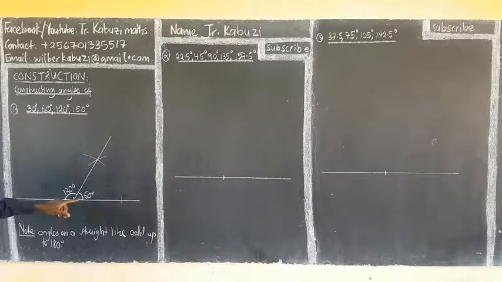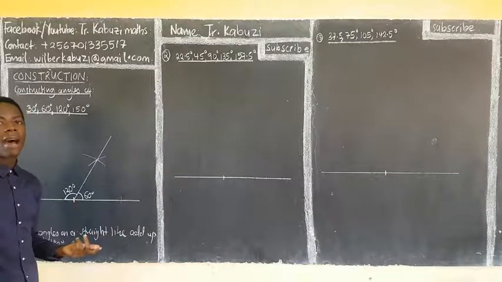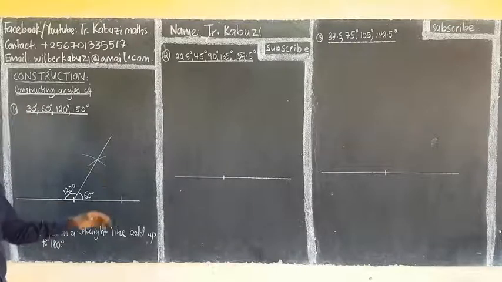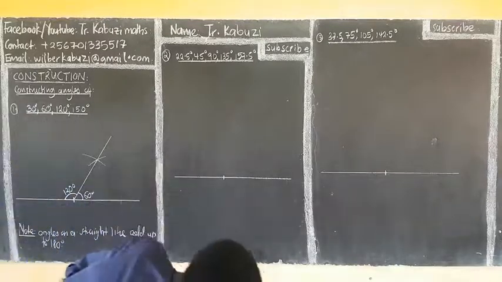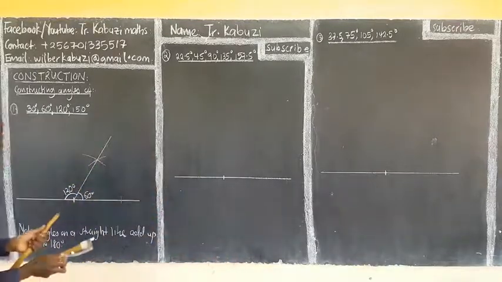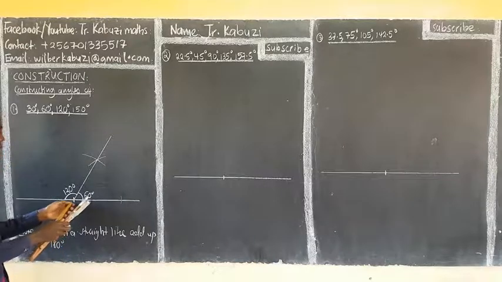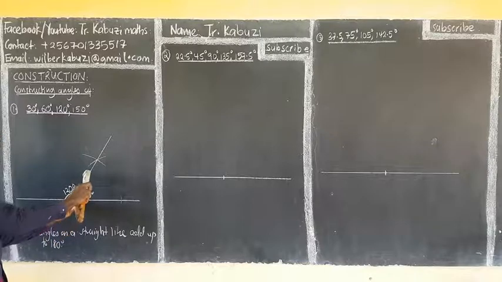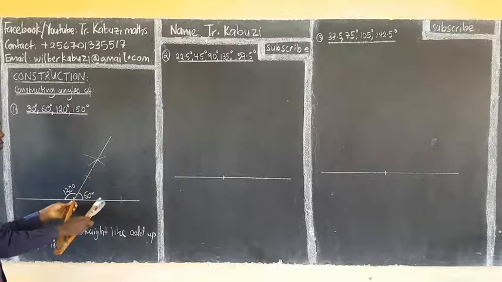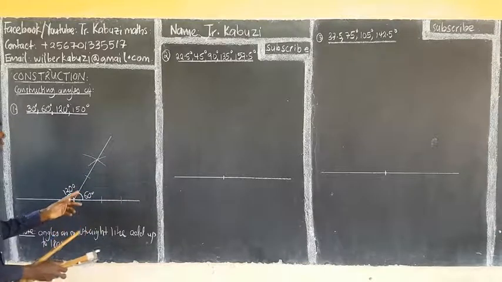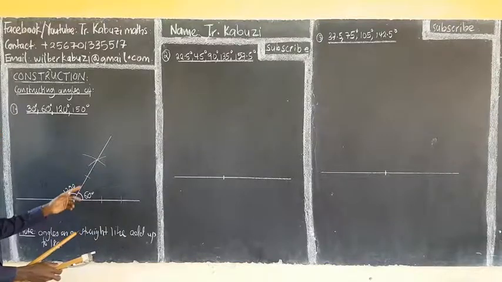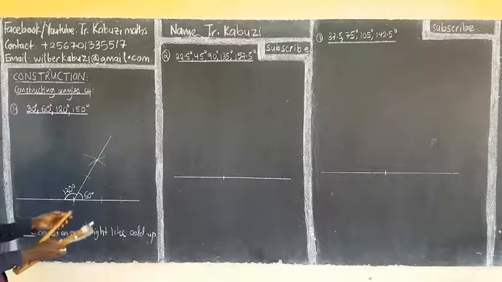Now, how do I get 30? 30 is a half of 60, meaning I bisect this. Whenever I bisect an angle, we divide it into two. So now I'm going to bisect this one. How do you bisect? You put your compass here, you draw an arc here, then you draw an arc on this line. The angle is between this and this. You draw an arc on this angle and then this.